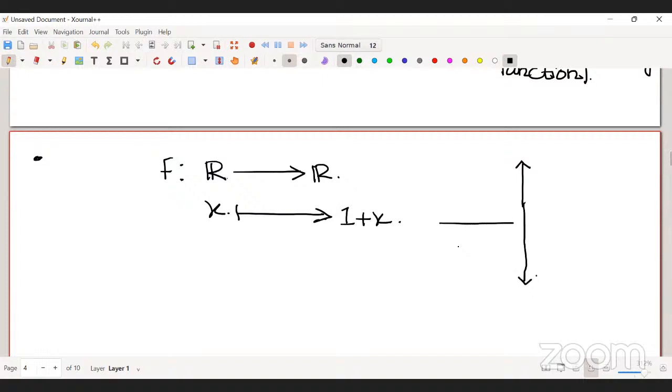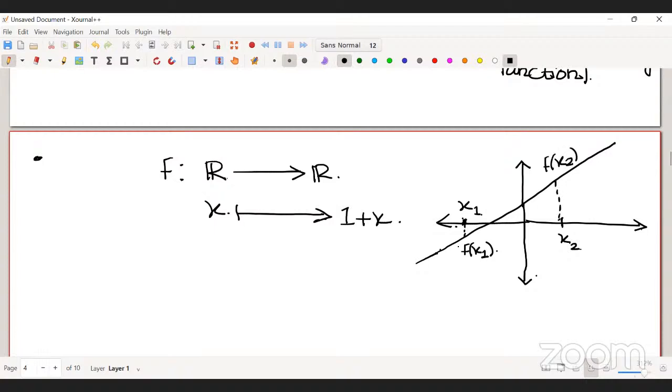Okay, so even if you draw the graph, you can see that this is an increasing function, like 1 plus x. So at x equal to 0, this graph should look like this. If I take x1, let's say this is my x1, the image of x1 is this f of x1. And if I take x2, which is greater than x1, then as you can see, this is f of x2. If x1 is less than x2, that means f of x1 is also less than f of x2. So as you can see, this f preserves the order.